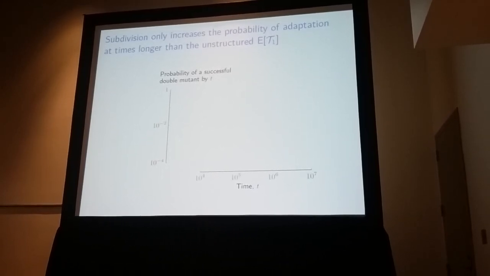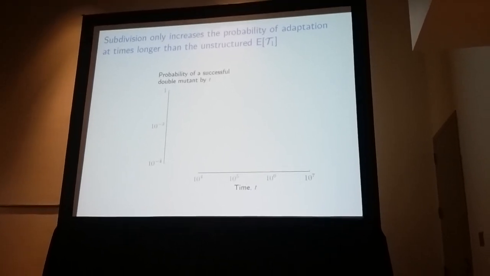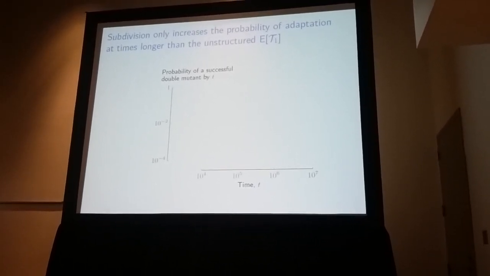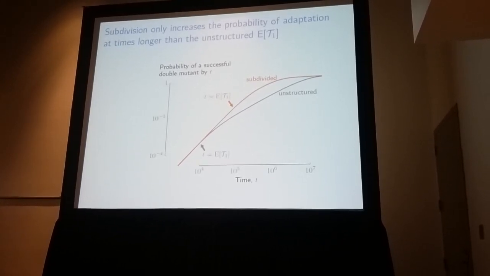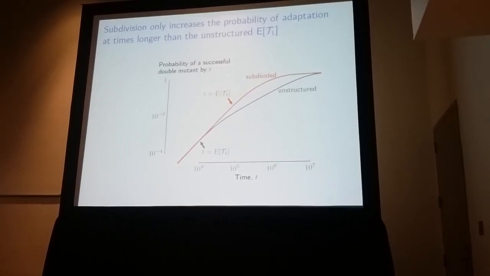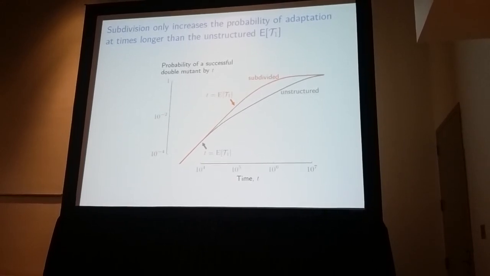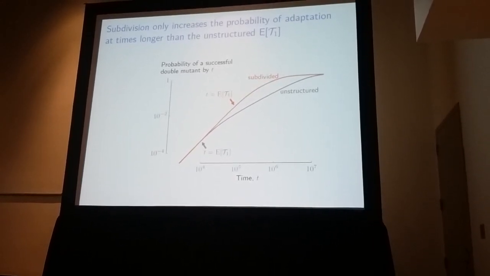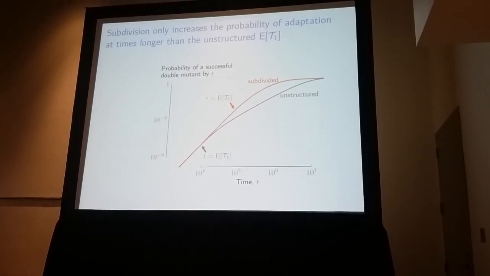What I'm showing you here is, on the x-axis, time on a log scale, and on the y-axis, the probability of a successful double mutant having occurred by the given time. If we look at the probability distribution in gray for an unstructured population and in orange for a subdivided population, we see that until we get to a time corresponding to the average of T1 for the unstructured population, the probability distributions are exactly overlapping. And it's only at later times that the probability is greater in the subdivided population.